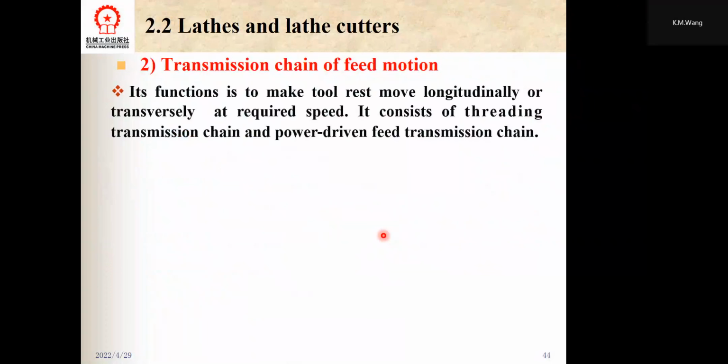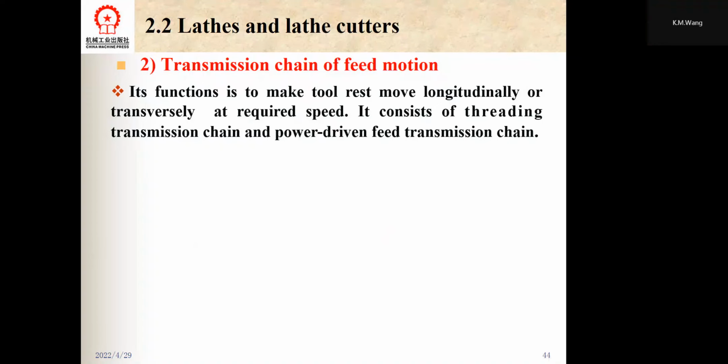And 2 is the transmission chain of the feed machine. They are used primarily for cylindrical cutting and facing, in order to reduce the wear of the lead screw and ensure the transmission accuracy of the thread cutting. The power feed is driven by means of a feed rod instead of a lead screw.